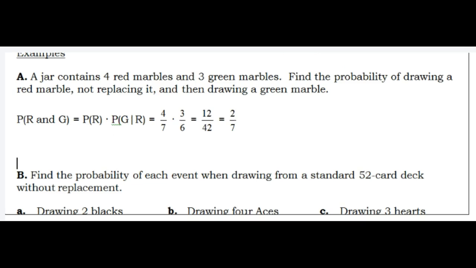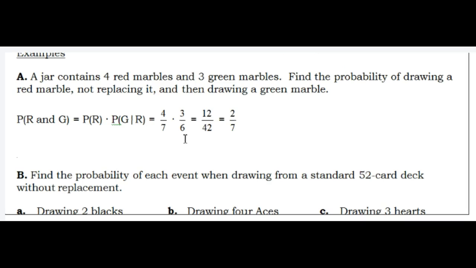Example A: a jar contains 4 red marbles and 3 green marbles. Find the probability of drawing a red marble, not replacing it, and then drawing a green marble. To find the probability of red and green, we do the probability of red times the probability of green, given that a red was drawn. The probability of a red is 4 out of 7. There are 4 red marbles and 7 total marbles.